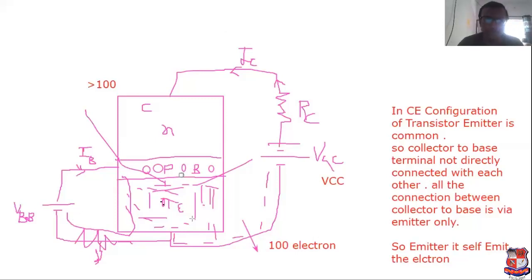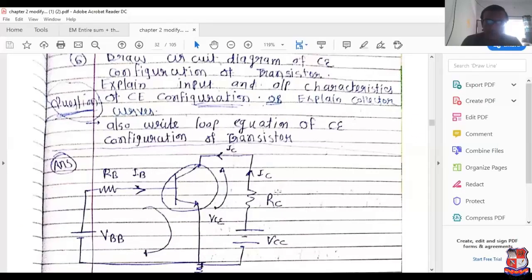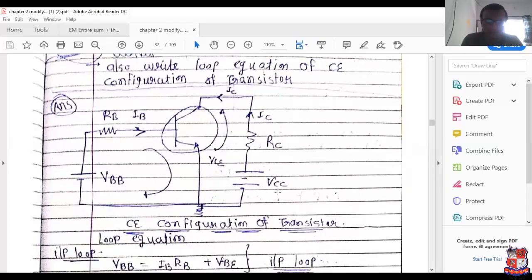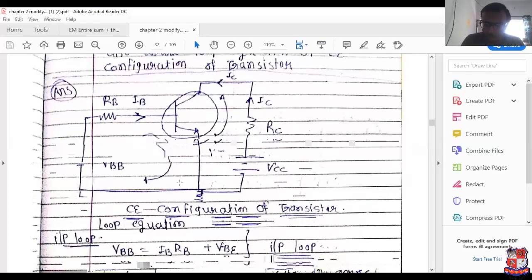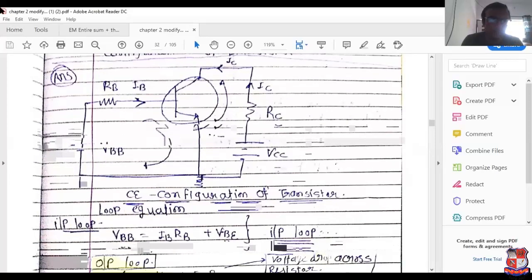Now see this. This is the circuit diagram of the common emitter configuration of a transistor. VB battery, RB resistor, transistor symbol, RC and IC.